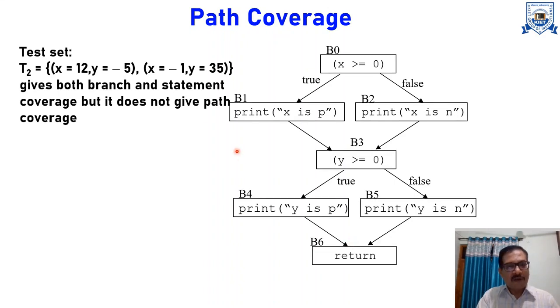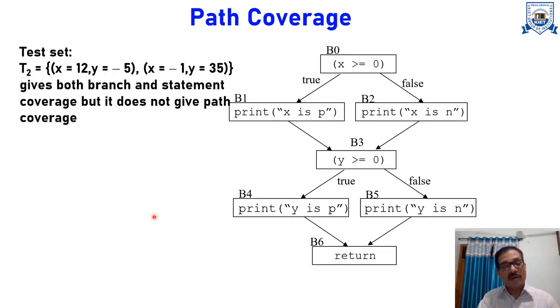Right? Now take x equals -1 and y equals 35. So check the condition here. It fails. Come here. Print x is negative. Come here. Check the y value. It is positive. Yes. Y is positive. Then B6. So out of all these 4 paths, you are only able to cover 2 paths: B0, B1, B3, B5, B6 is one path, and B0, B2, B3, B4 and B6 is the other. The remaining 2 paths we are not able to cover with these two test cases.